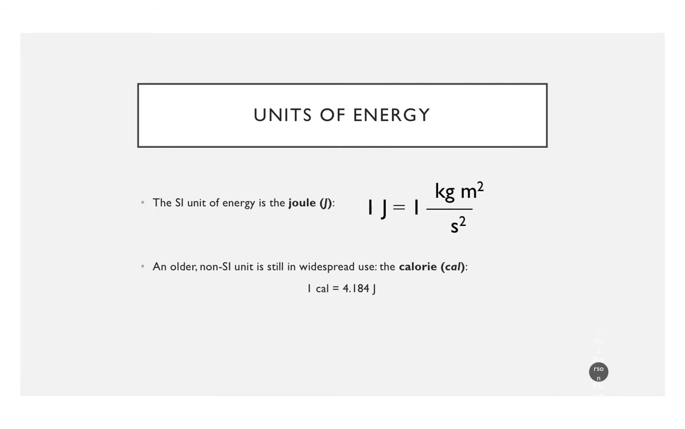And we'll come back and give those a little more time in a few slides. In terms of measuring energy, the SI energy unit is the joule. A joule is equal to a kilogram meter squared per second squared. An older unit that we sometimes still see in use, like in foods, is the calorie. And here's a conversion for you: 1 calorie equals 4.184 joules.